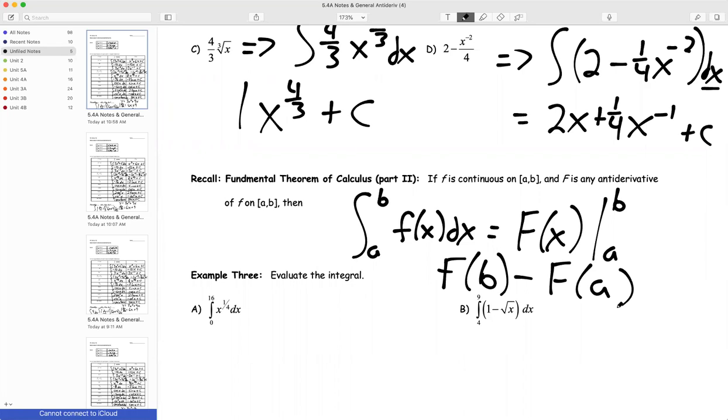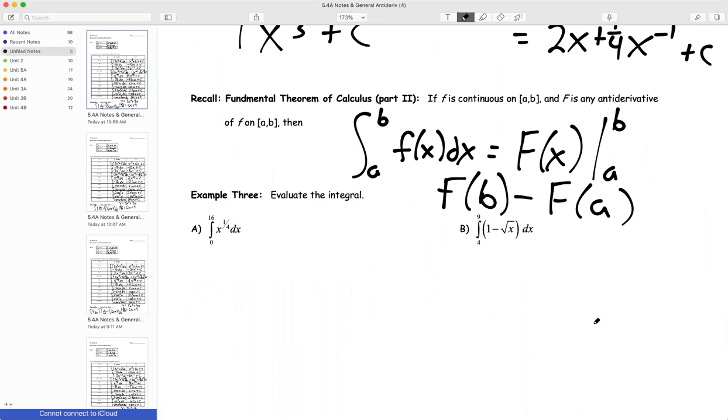So in this case, I'm finding the area under the curve of the function x raised to the 1/4 from 0 to 16. So I'm getting a specific numerical answer, okay? As opposed to what we were doing previously when we were doing just general antiderivatives and we had the plus C. But here I'm going to have a specific numerical answer. Okay, so I add 1 to my exponent, which gives me x to the 5/4.